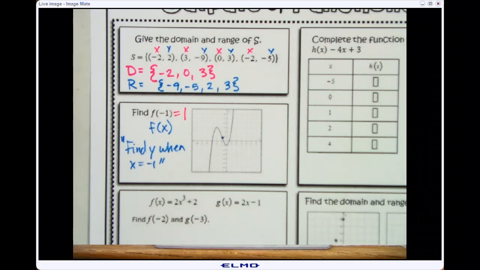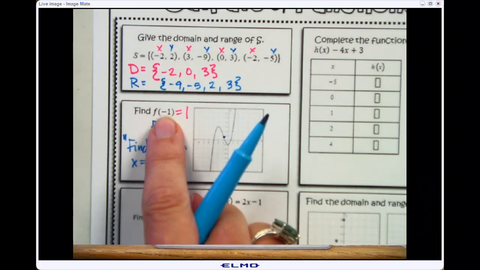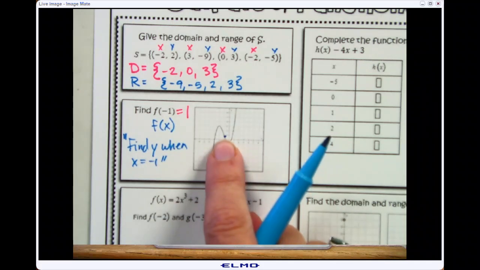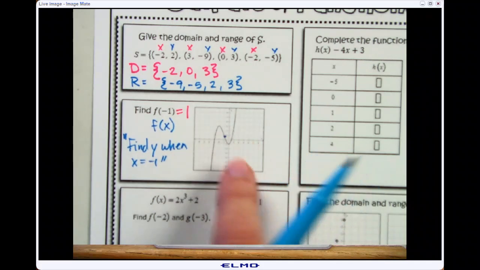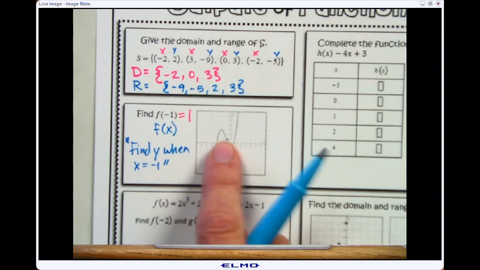We're trying to find positive 1, negative 1. This says when x is negative 1, here's negative 1 on the x-axis. Do you agree? I went up until I touched the curve, the function, and then I looked over to see what y value that coordinated with. Okay, so which is it: negative 1 and negative 1, or negative 1 and positive 1? Negative 1 gives me positive 1.